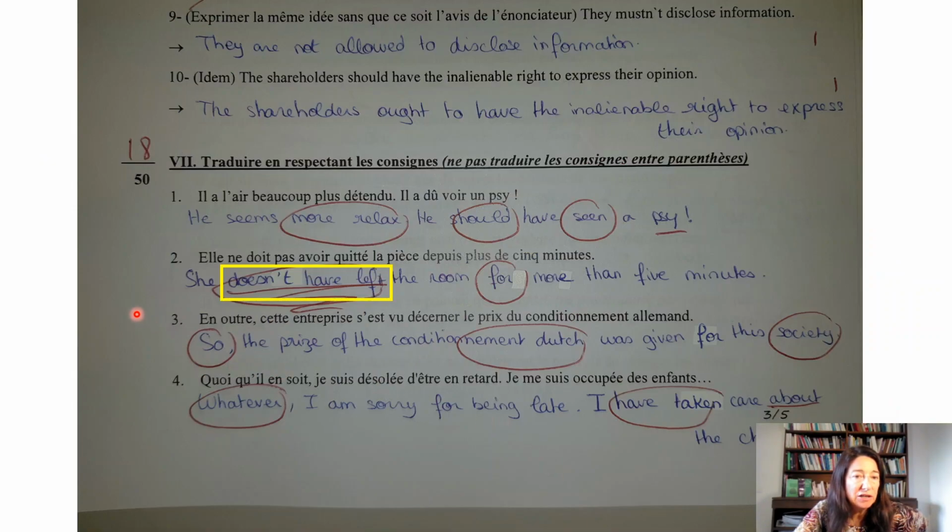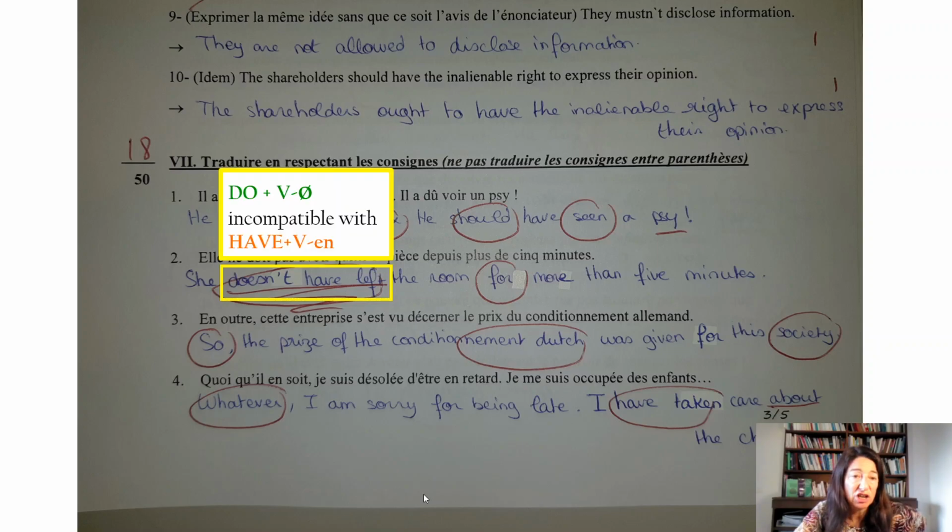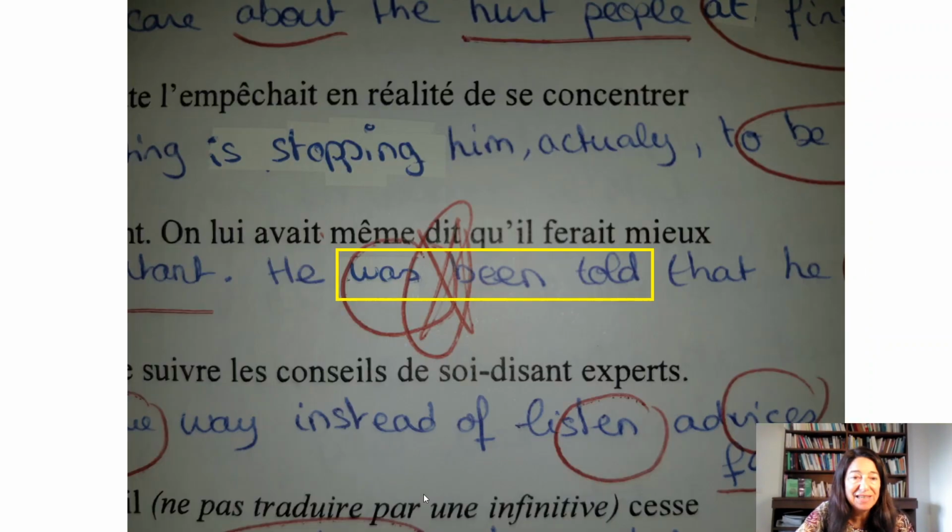The next one, she doesn't have left. So again, that's do plus V0, and that's have plus VEN. But the verb equation will teach us that the green operator, do plus V0, is not compatible with any of the orange ones. So it's not compatible with have plus VEN.